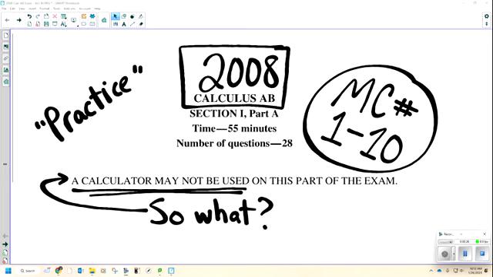Section 1, Part A. All right. We don't get a calculator. So what? We are smart. Yes, my friend, I'm including you. We are smart. We're going to do this without a calculator. And even if you wanted to use a calculator, you can't on this section. Not at least for the first 28 questions on this AP exam, all right? So let's take both of our smart buttocks and start with number 1.